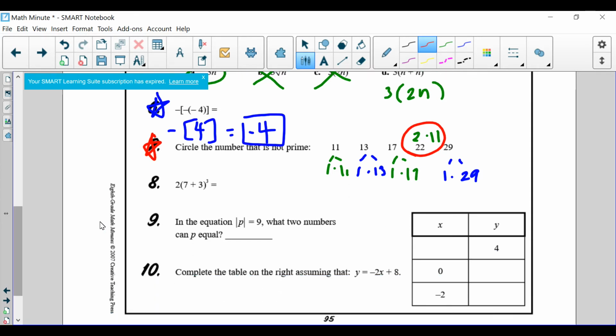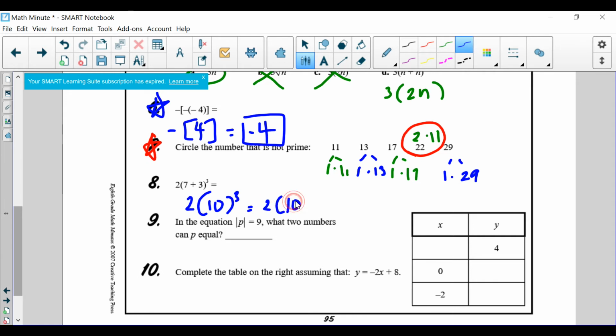Okay, continuing on, let's go to number 8. Number 8, we've got 2 times... We're going to be doing PEMDAS order, right? So that means we have to do parentheses first. 7 plus 3 is going to be 10, and you're going to raise that to the 3rd power. Now, if you're raising something to the 3rd power, it needs to be that number multiplied by itself 3 times.